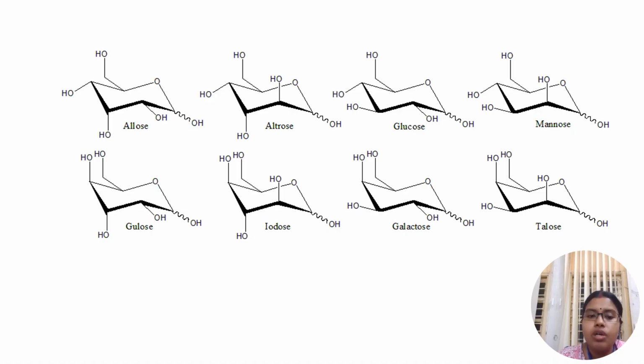Similarly, like glucose, for the other molecules of the aldohexose family we can also generate the chair conformation, and only the C1 position will be changed for the alpha and beta anomeric carbon.